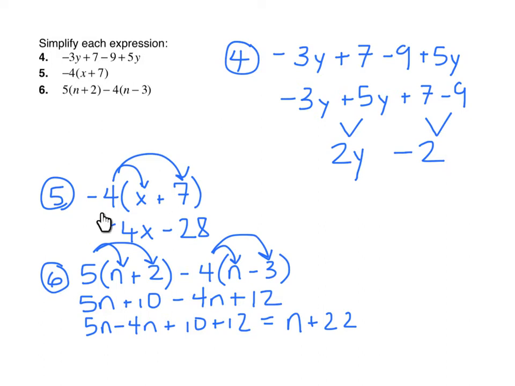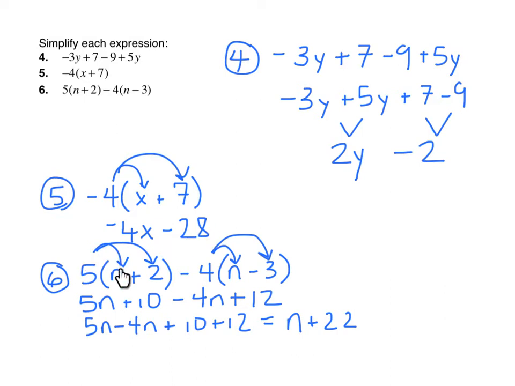Over here, we're distributing. Minus 4 times x, or negative 4 times x, is negative 4x. Negative 4 times a positive 7 is negative 28 or minus 28. Get out of the habit of having two operation symbols in a row. We don't need plus negative. Minus 28 is good enough.